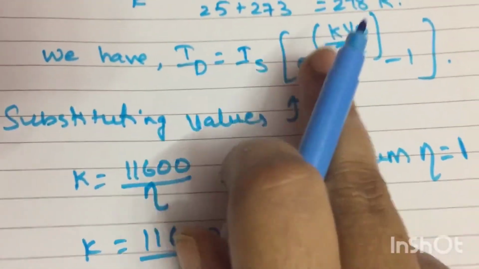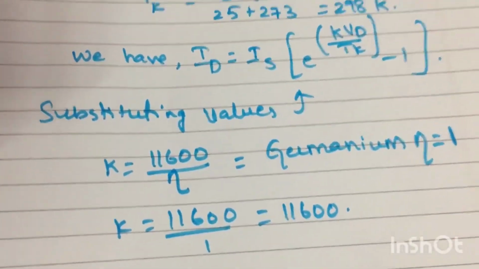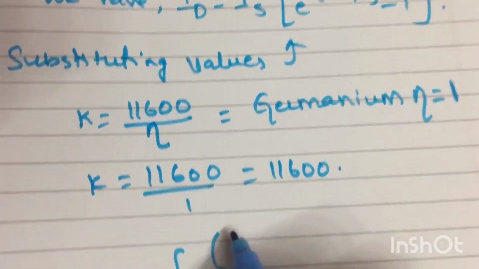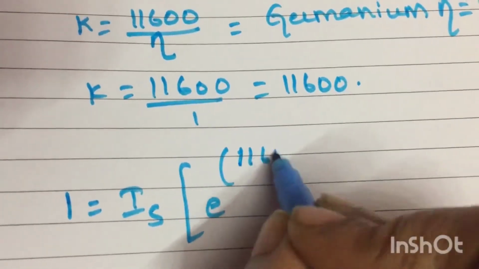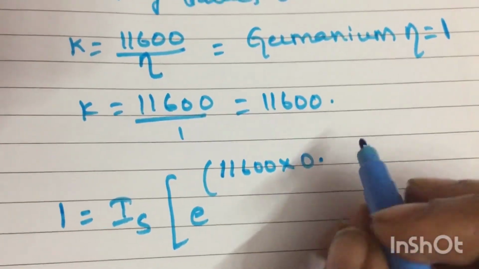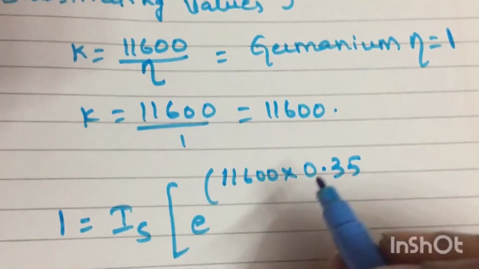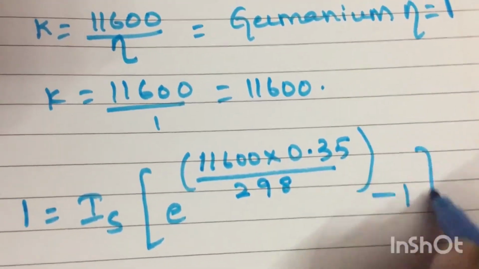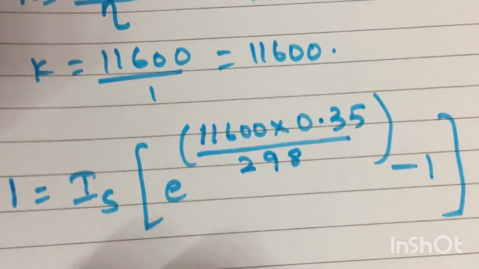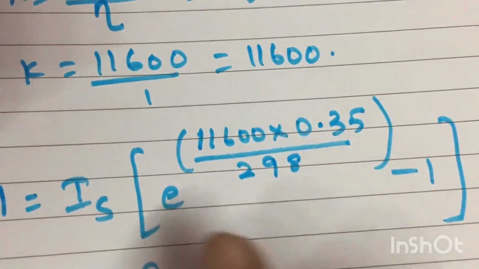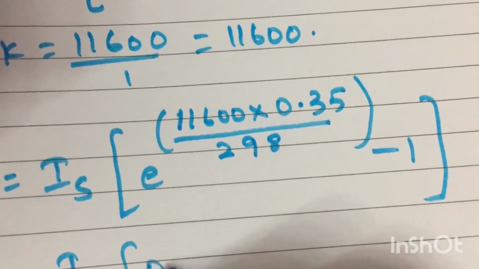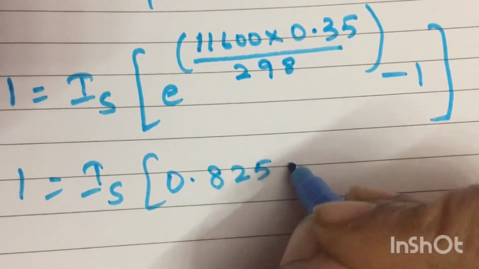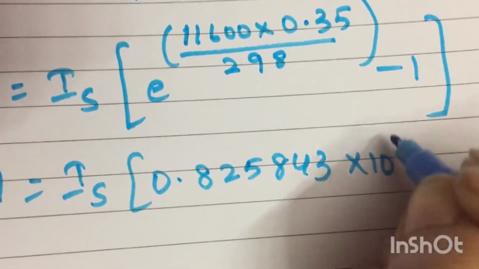So substituting all these values in the above equation, we get ID is 1 ampere, so 1 is equal to IS into e power 11600 into 0.35, the VD value he has already given, divided by 298, minus 1. So you'll get 1 is equal to IS and so on. Calculating this whole value in your calculator, it is around 0.825843 into 10 power 6.